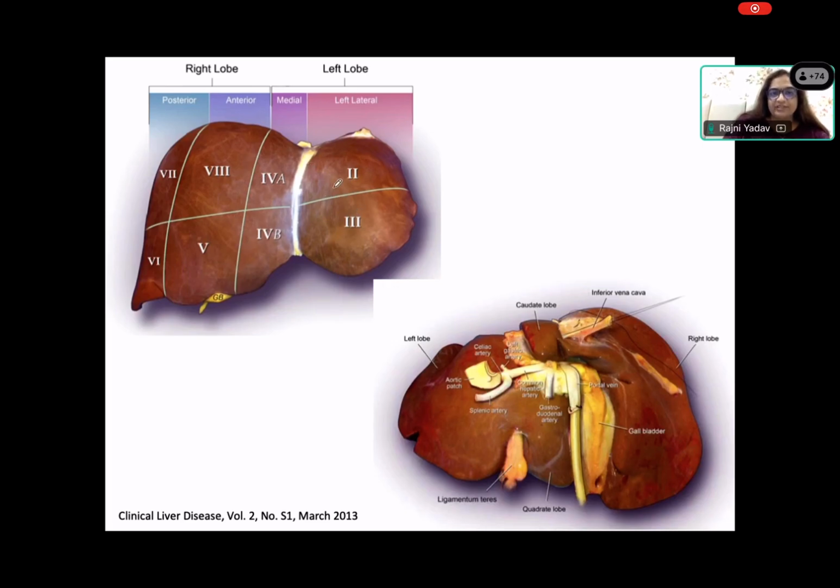Now why are these segments important? These different segments are independent functional units. They have their own portal pedicle. That means the hepatic artery, the bile duct, the portal vein branch, and also the terminal hepatic vein branch are there in each of these segments. This is very important for the GI surgeon and for anatomical dissections.